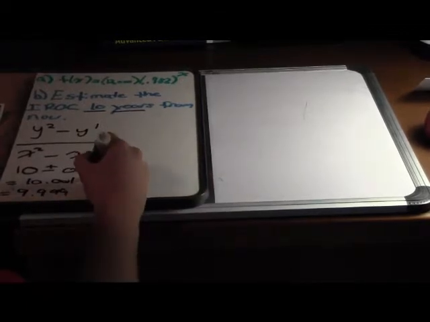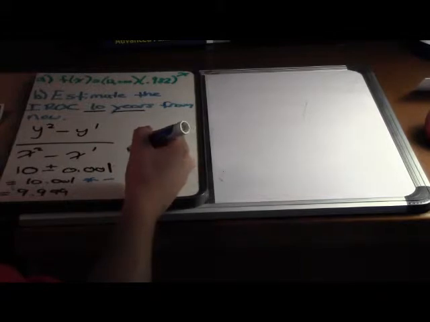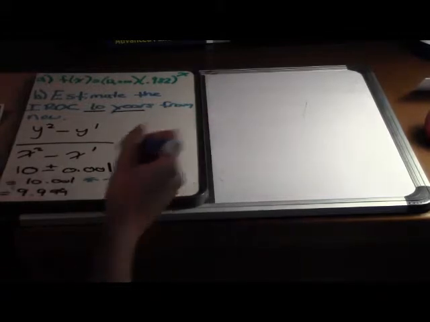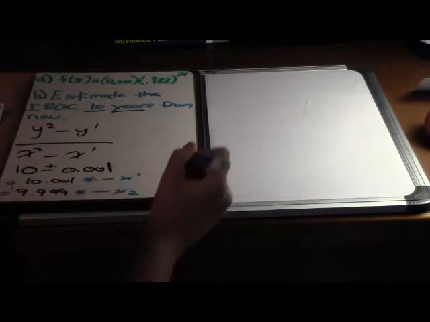So let's do that. Let's use this one first, 10.001. So that is going to be our x1. This is 9.999. It's going to be our x2. Now whatever values we find while plugging these into the equation are going to be our y1 and y2.